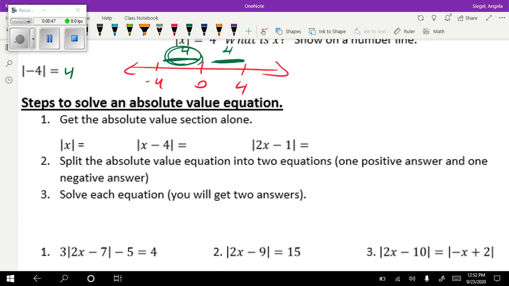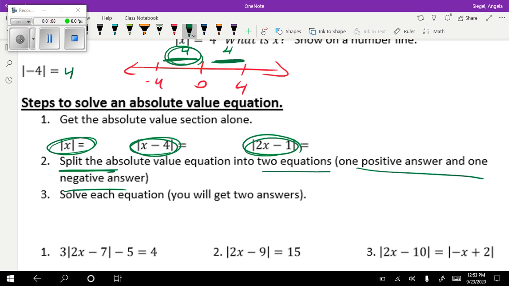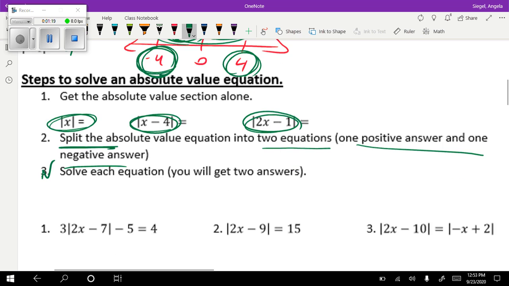When you're solving an absolute value equation, the first thing you're going to do is get that absolute value by itself. I don't care what's inside the absolute value, you're just going to get it by itself. Then you're going to split the absolute value into two equations, one positive, one negative. This is because we need to account for both possibilities of 4, the -4 and the +4. And then we're going to finally solve.